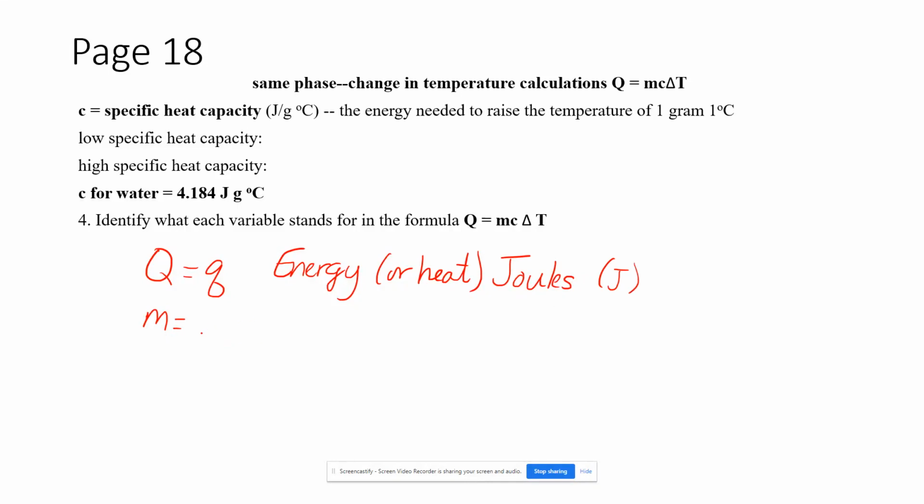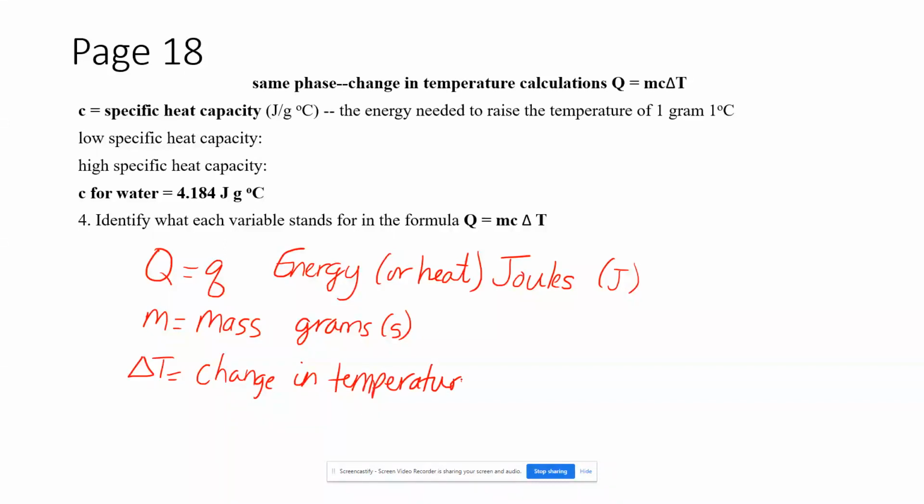M is the mass of the substance you are heating or cooling. This will be in grams. Delta T means change in temperature. And whenever we do a change in temperature, we always do final minus initial. So what is the final temperature minus the initial temperature?